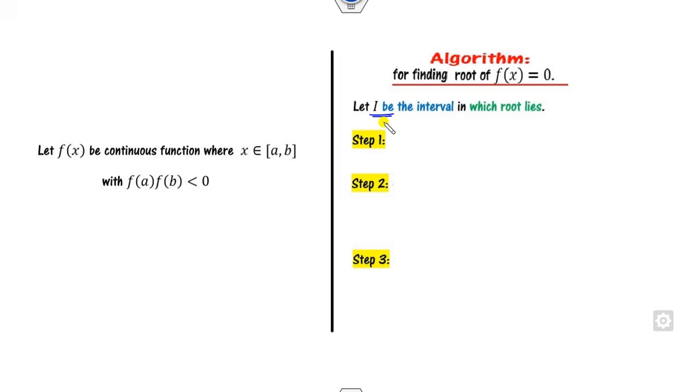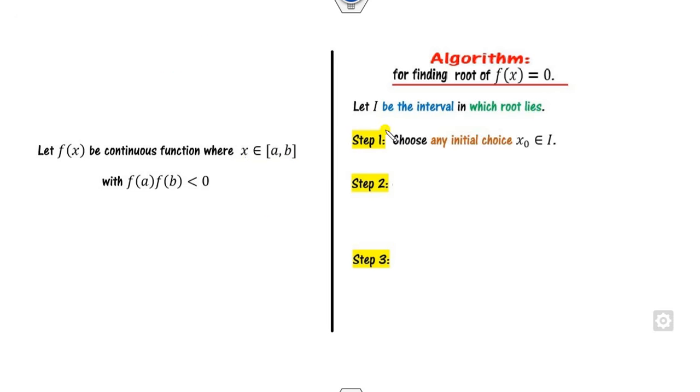So let I be the interval [a, b] in which the root lies. Make sure you first find the interval [a, b]. If x0, the initial guess, is already given to you, then there is no need to find this interval [a, b]. But if the initial guess is not given to you, then you have to first find the interval [a, b] and then choose x0 in between a and b. You can choose any x0 in between a and b.